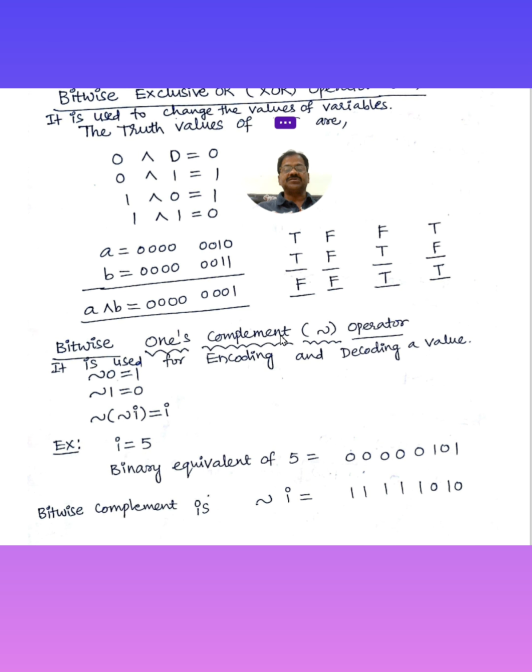Okay, next, bitwise ones complement. This is the tilde operator. Negation of 0 is 1. Negation of 1 is 0. You see here, for 5 in binary language we can write 101. This is the negation, the opposite. Opposite of 1 is 0, opposite of 0 is 1, opposite of 1 is 0. Like that we write.